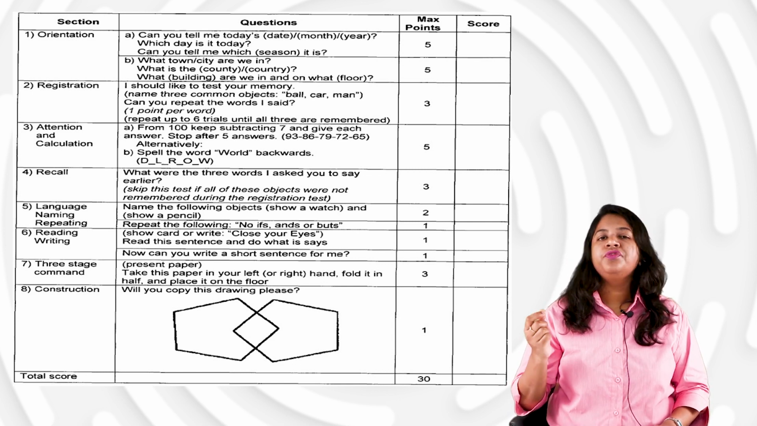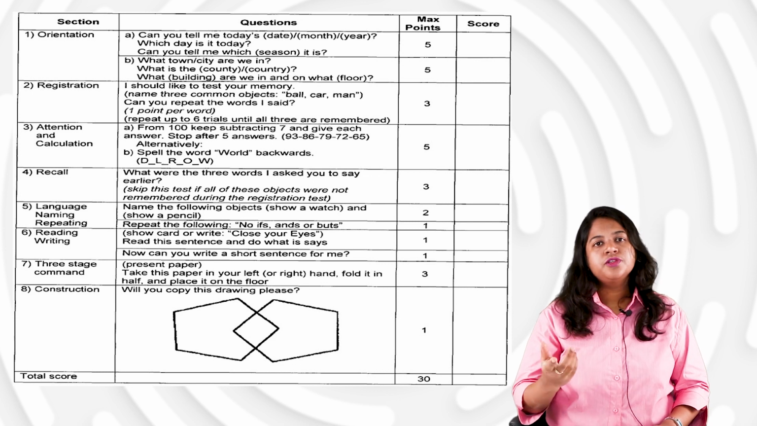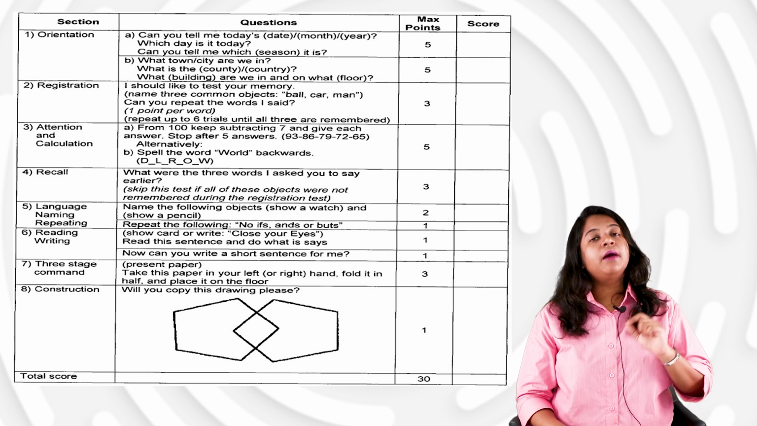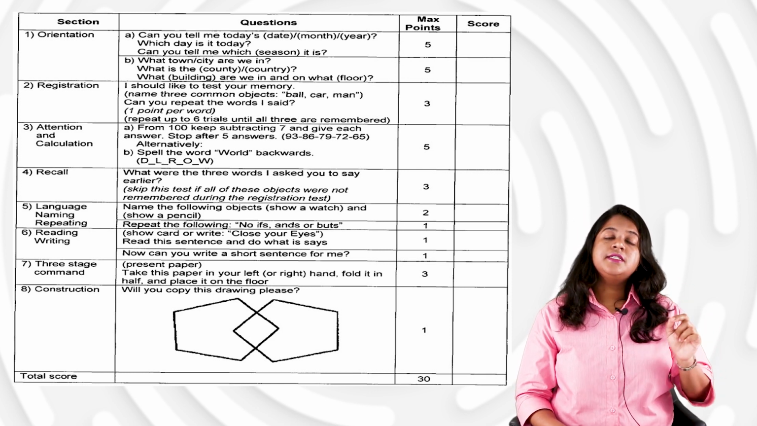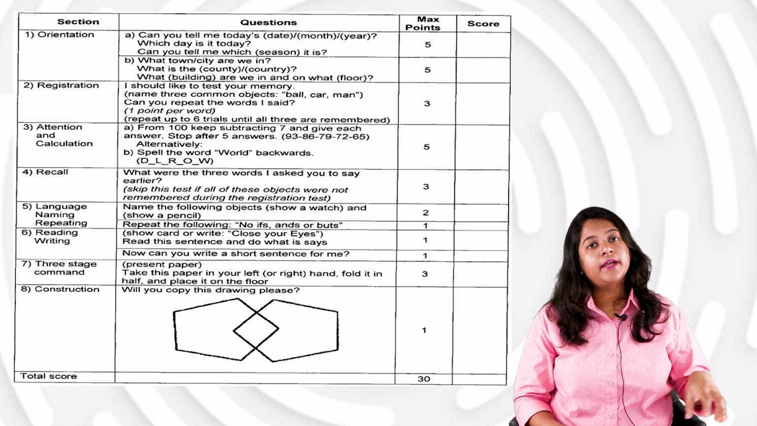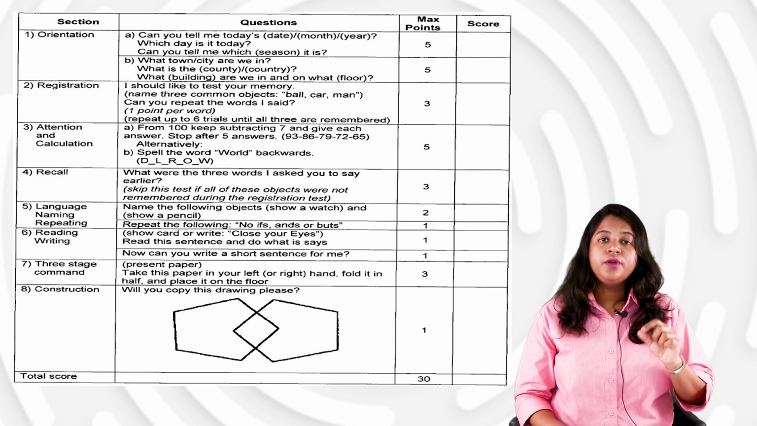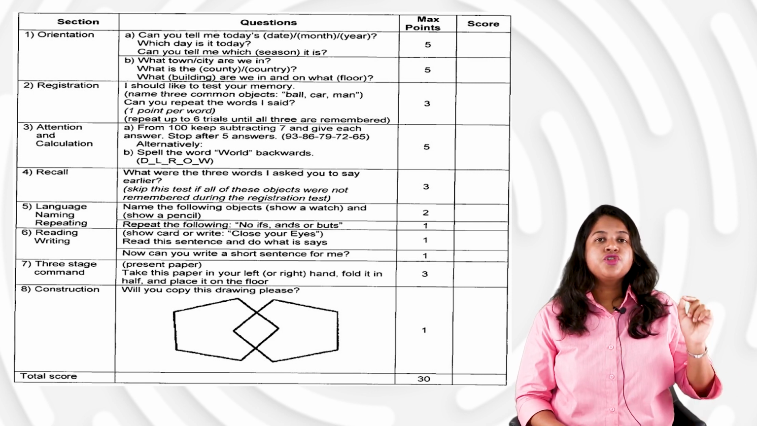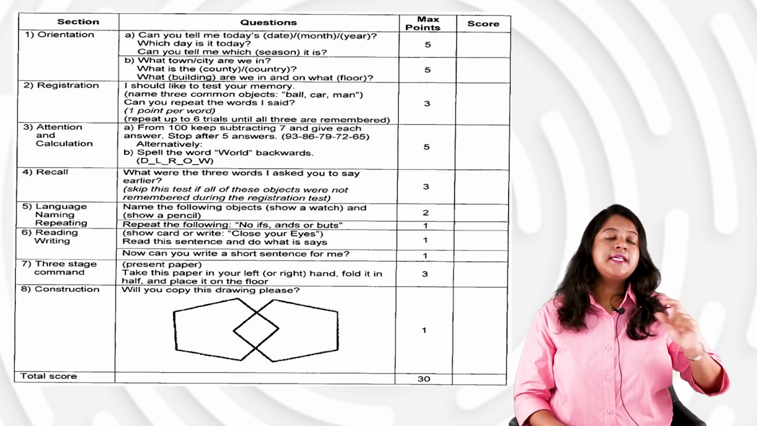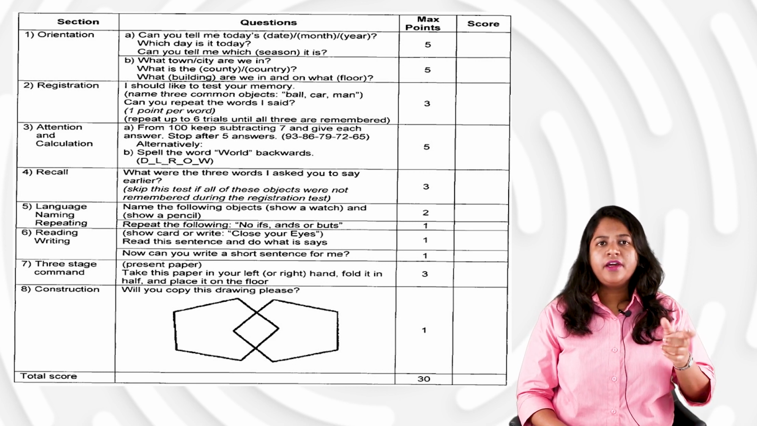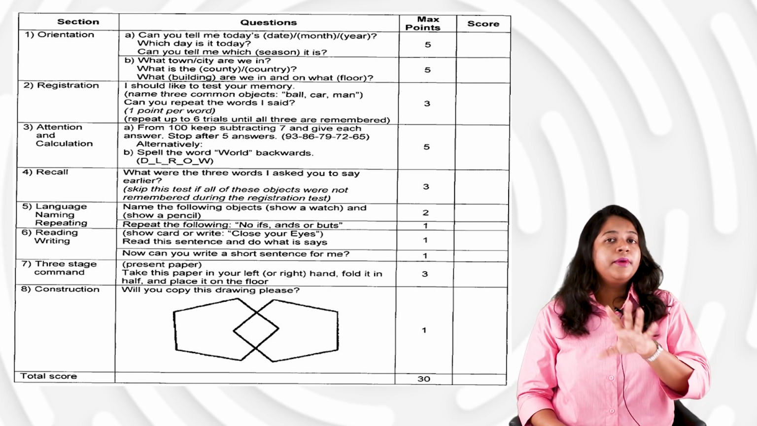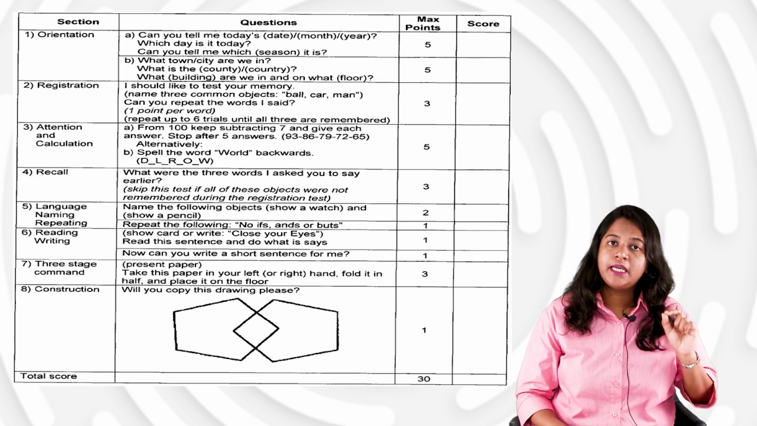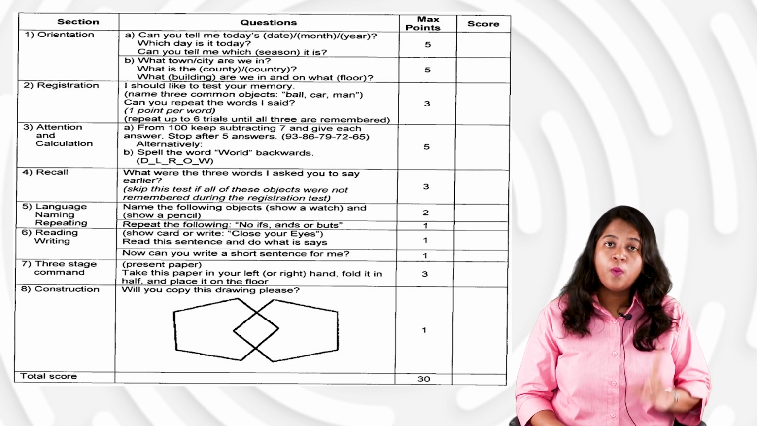If he is missing any of the stages, you will give the scoring based on that. Next is writing a complete sentence, which carries a score of 1 point. You will ask the patient to write any sentence that makes sense. Grammatical mistakes and errors are neglected. We see to it that the sentence makes sense. If it does, you give a score of 1.